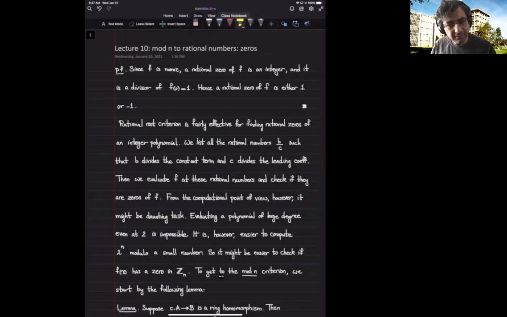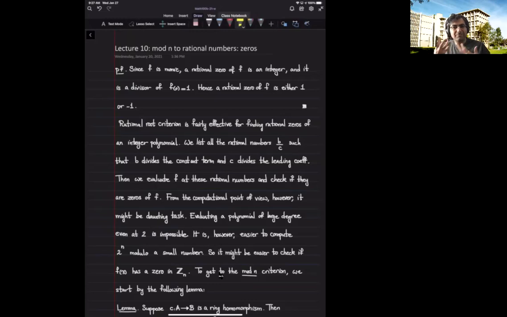So if we can actually find out whether or not a polynomial mod n has a 0, from a computational point of view, it should not be very demanding. So the next thing that we want to show is this result: if I get lucky and manage to find some n for which my polynomial does not have a 0 in integers mod n, then we can deduce that it does not have a 0 in rational numbers.